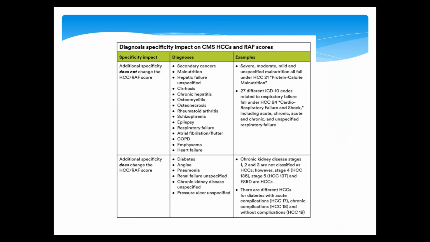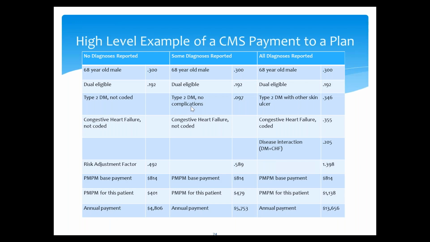When specificity doesn't change the RAF score: secondary cancers, malnutrition, cirrhosis, hepatitis, rheumatoid arthritis, osteomyelitis, schizophrenia, epilepsy. So basically, AFib, A flutter, COPD, emphysema, heart failure, you don't have to be as specific. You just have to have the general diagnosis. When you do need to be the most specific is with diabetes, angina, pneumonia, renal failure, chronic kidney disease, pressure ulcer. Those things you have to be very specific for because you're going to get additional risk coding by using the more specific as opposed to the ones up here where you're just going to get the same risk score no matter how you code it.